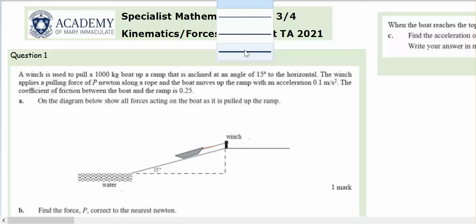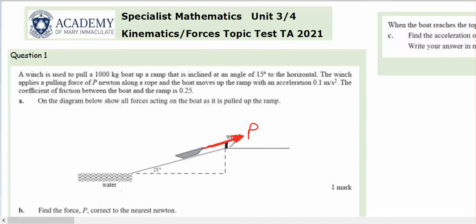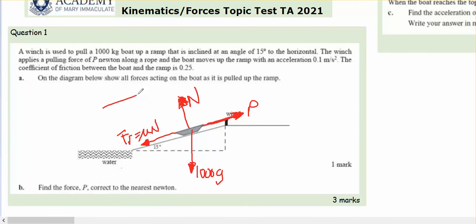So I need to add all of the forces. This will be force P. This will be a weight force, which will be 1,000 G. We'll have a normal reactive force, perpendicular to the surface, and we will have a frictional force, which will be mu times the normal reactive force. So they're the 4 forces. And we have acceleration going up at 1/10. Okay, so find P.